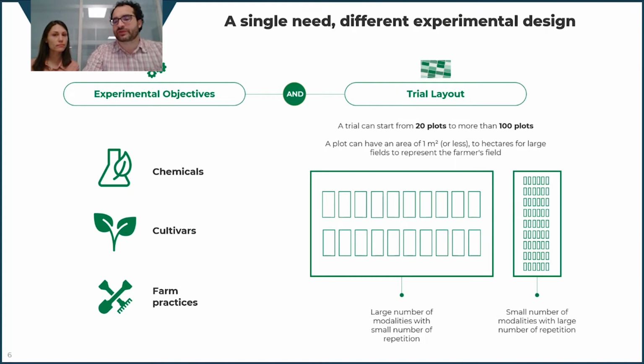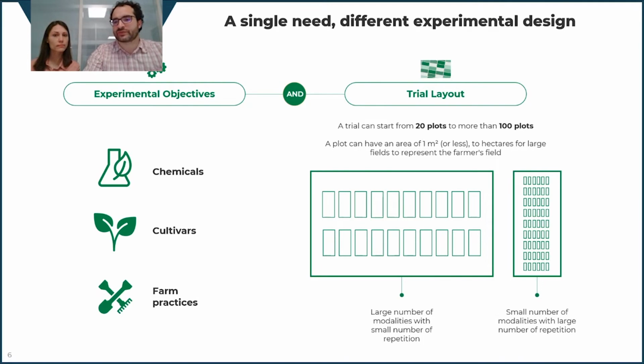Let's be a little bit more clear. When you make a trial that is between 20 to 100 plots, and where your plots can be between 1 hectare to less than 1 meter square, this for us is product evaluation. It means you're trying to evaluate a chemical product, a cultivar, or to evaluate farm practices for farmers, for example, in a way where you're going to have few modalities and a lot of repetition.